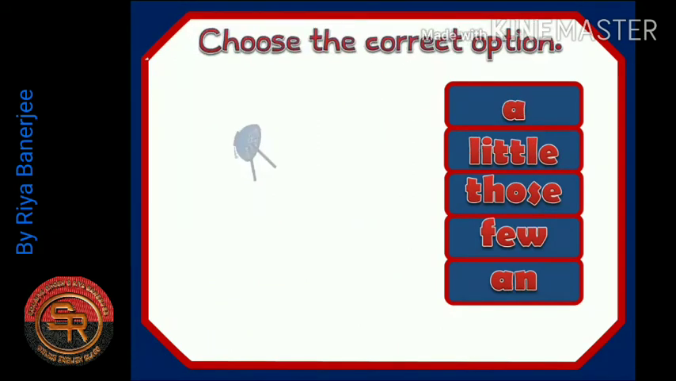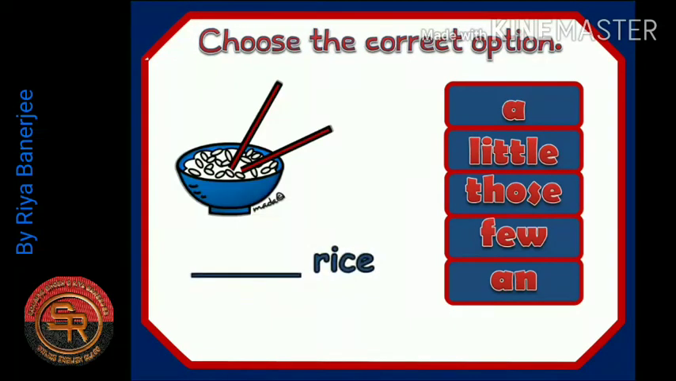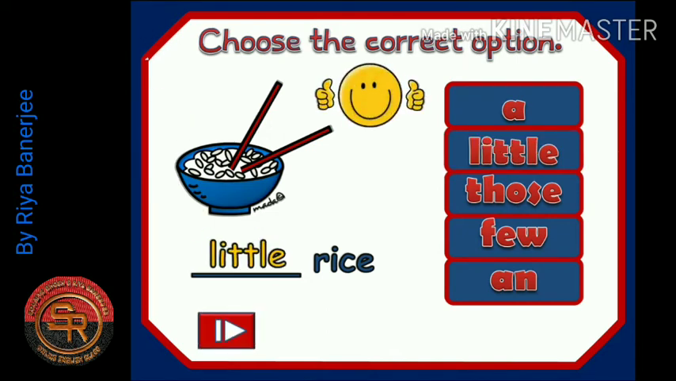Next example is dash rice. A rice, little rice, those rice, few rice, and rice. Now rice is an uncountable noun, so the word that would be used is little. So here, little rice. These are again pointing out to the uncountable noun rice.